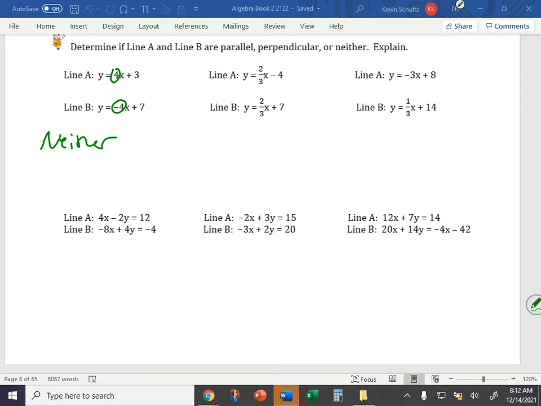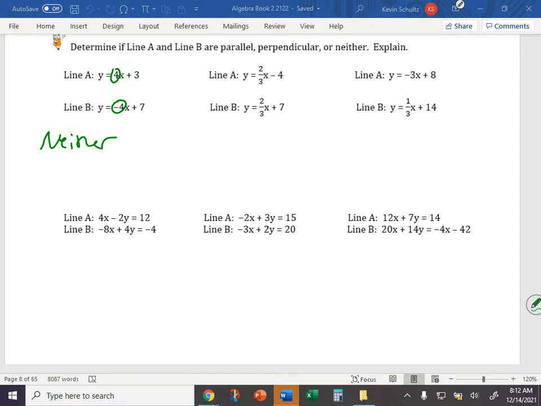Second group, y equals 2/3 x minus 4, y equals 2/3 x plus 7. Raise your hand and explain. Why neither? Yes, Lisa. Because it changed from 4 to a 7.